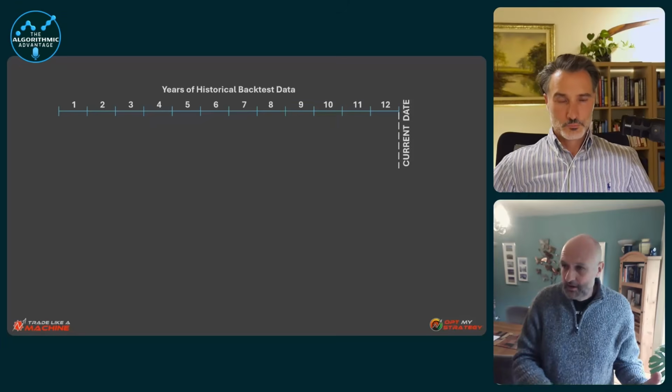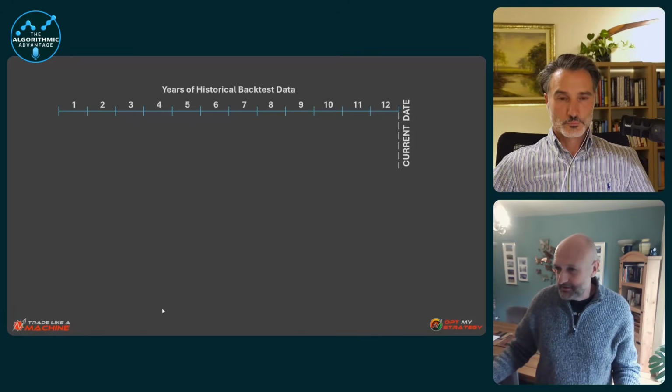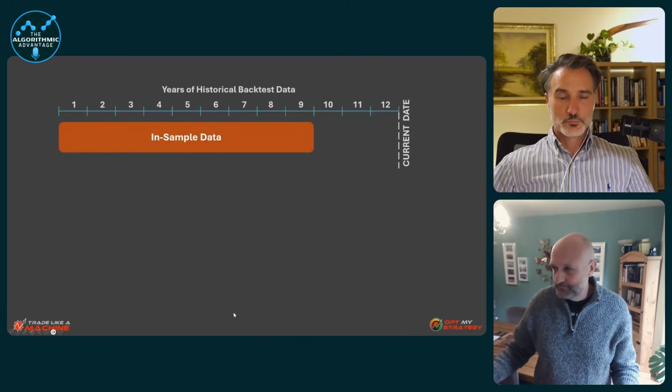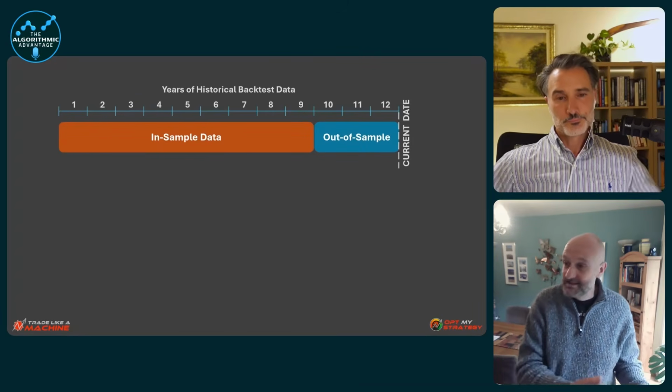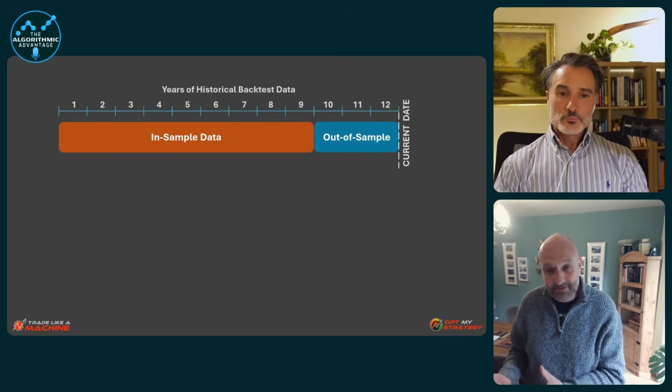So if you look at this, this is from my perspective. When I'm developing a trading strategy, I typically use 12 years of data. And sorry, that's not moving forwards. There we go. And I split that in a ratio of 3-to-1 between my in-sample data and my out-of-sample data.